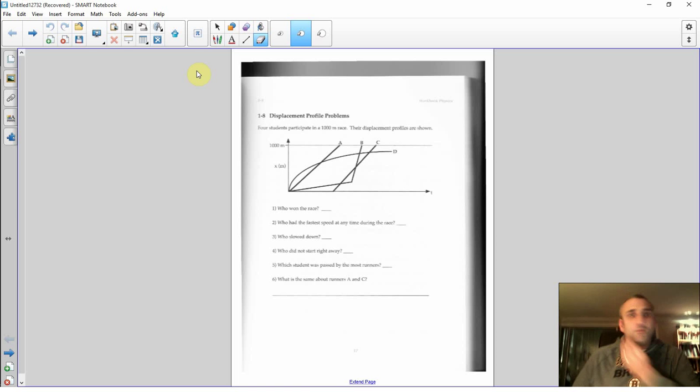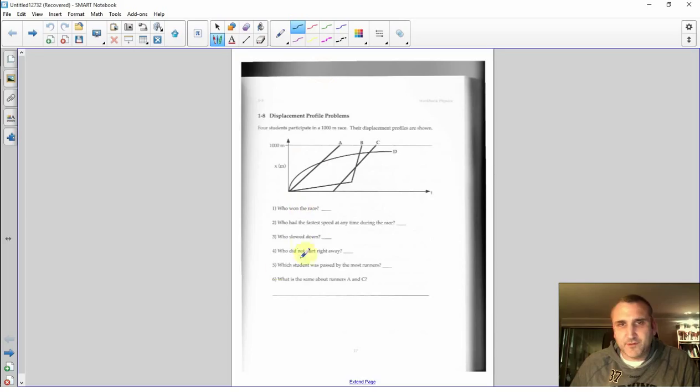To 1-8, which is displacement profile problems, and I'm going to try to make it so that we can sort of see what's going on here, although it's really not getting done, so I hope you have good eyesight and can see here. So we've got 4 students participate in a 1,000 meter race. The displacement profiles are shown below.